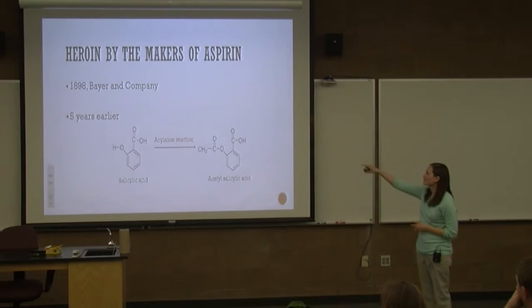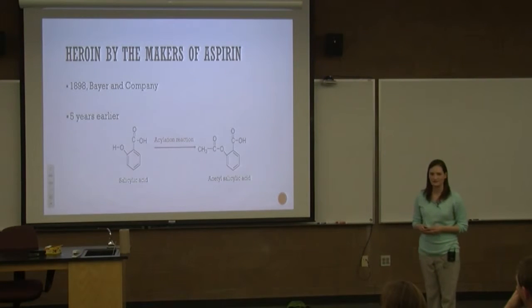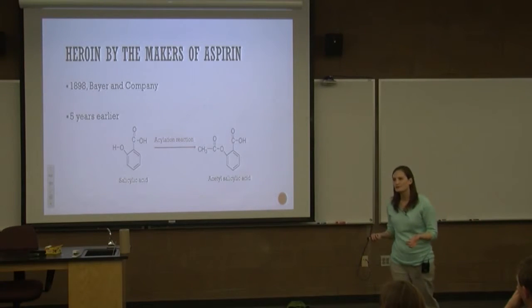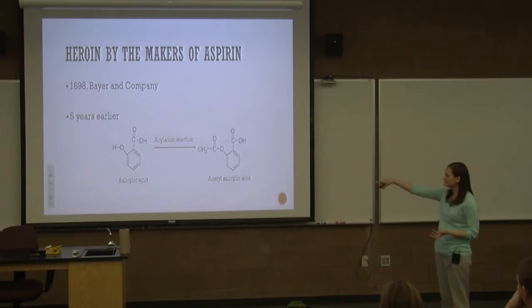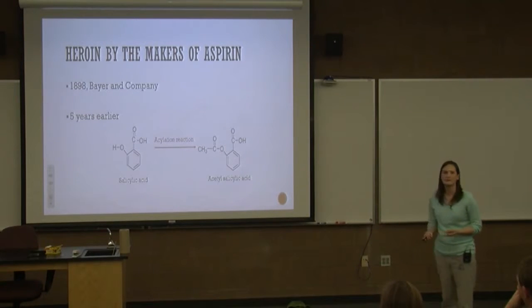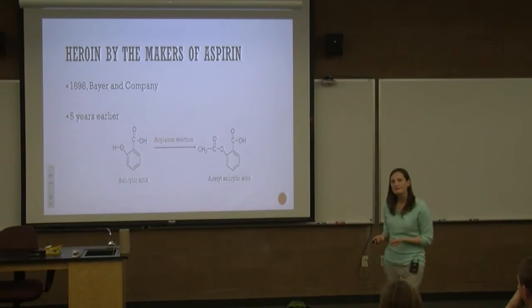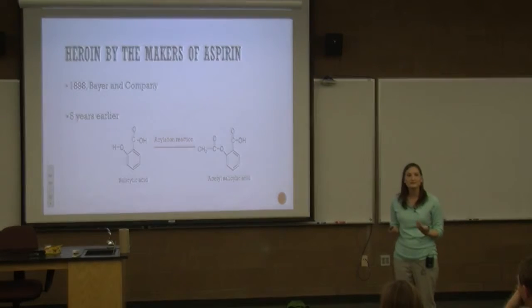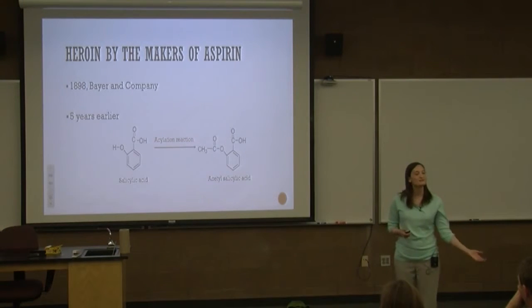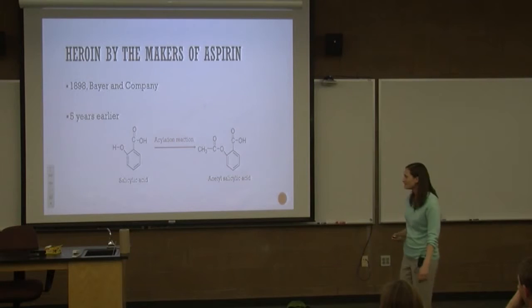And before I talk about heroin, I have to go backwards in time 5 years. So Felix Hoffmann had an elderly father who was suffering from rheumatoid arthritis. And to get relief of that, he was taking salicylic acid, which is found in the willow bark. Willow bark had been known for a long time to be a pain reliever. The problem with it is it's very irritating to your stomach. And so Felix decided he was going to try to come up with a way to make it less irritating, but still hopefully keep the pain relieving qualities of it.